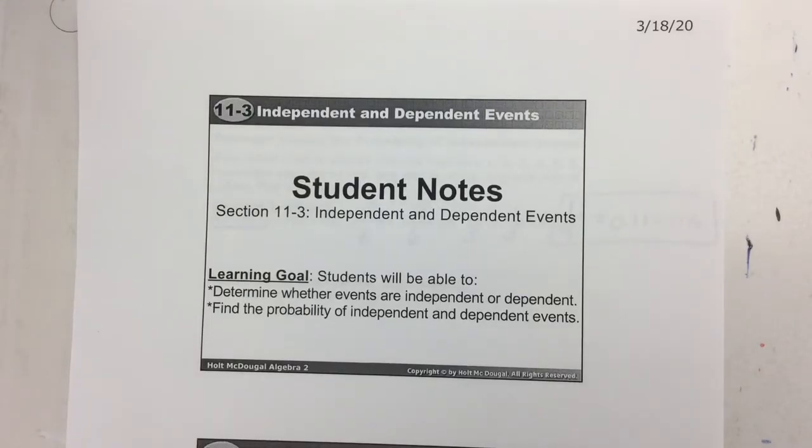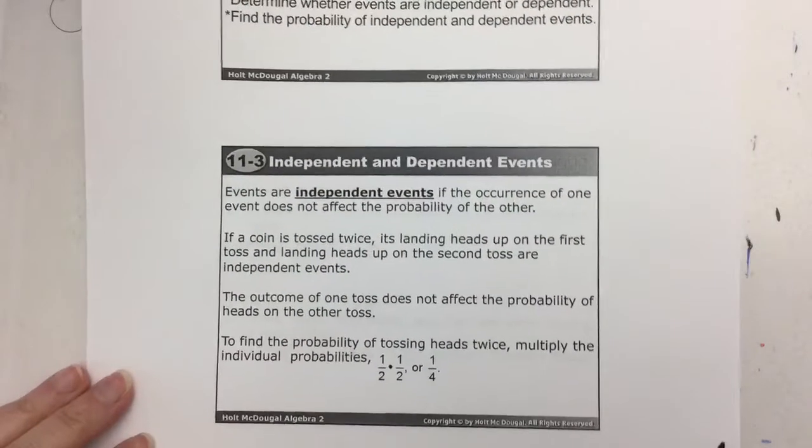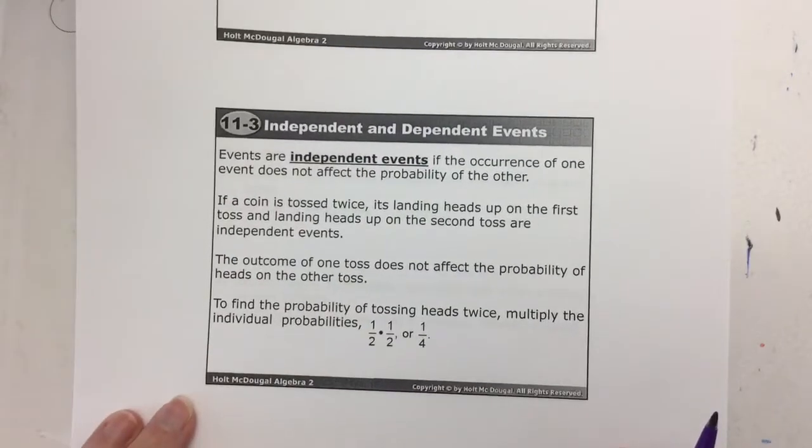Today we are looking at section 11.3 in our probability chapter. We will be focusing on events that are either independent or dependent. The first thing that they want you to focus on are independent events.